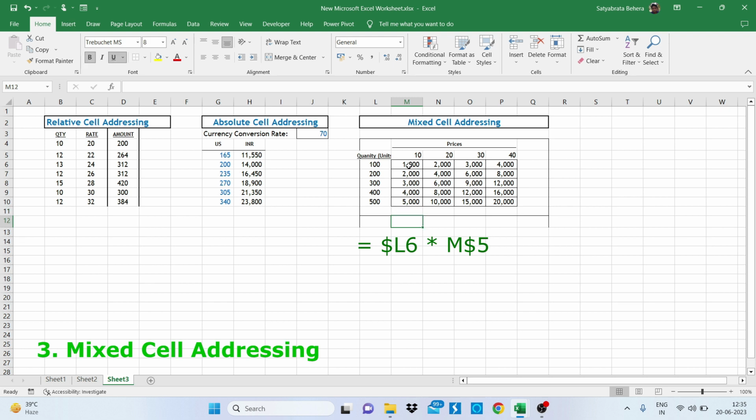It is one of the basic features in Excel, but at the same time it is quite important, because using cell addressing we can use a lot of different features and functions effectively and efficiently.